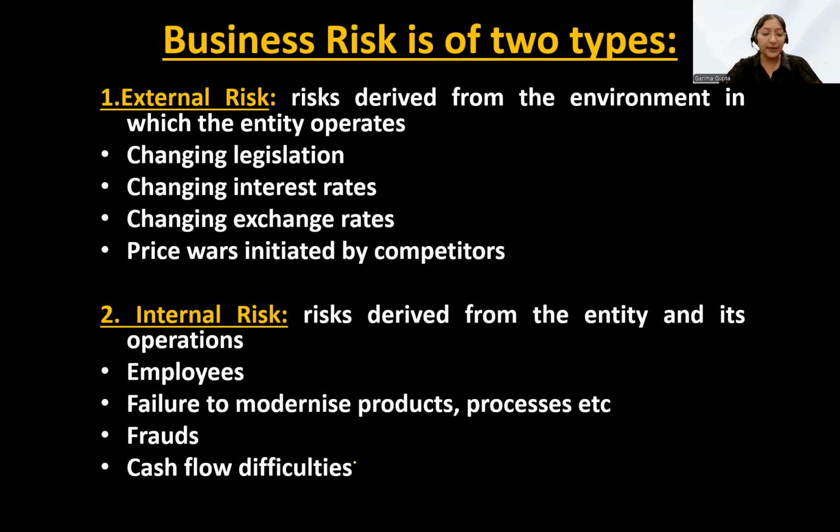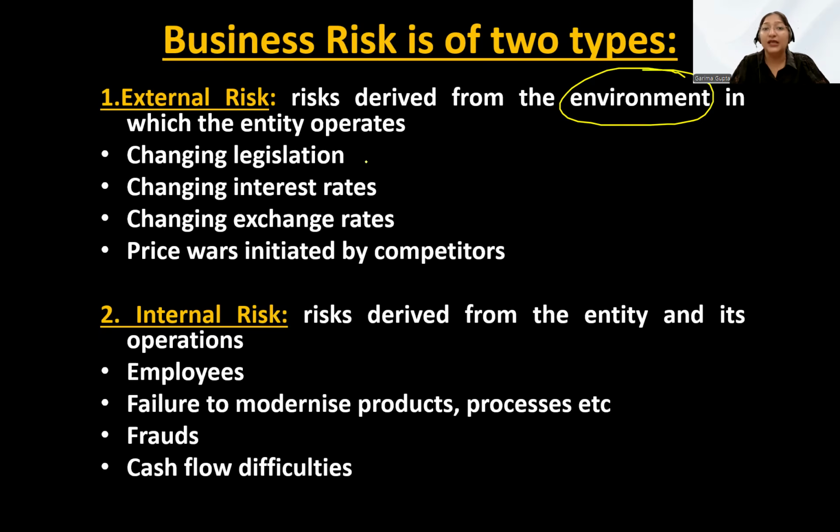Okay. Students, business risk could come from different factors. There could be some external risk and there could be some internal risk as well. That means there are some external factors which lead to the business risk, and there are some internal factors as well which lead to the business risk. Let's talk about that. External risks are the risks derived from the environment in which the company is operating.